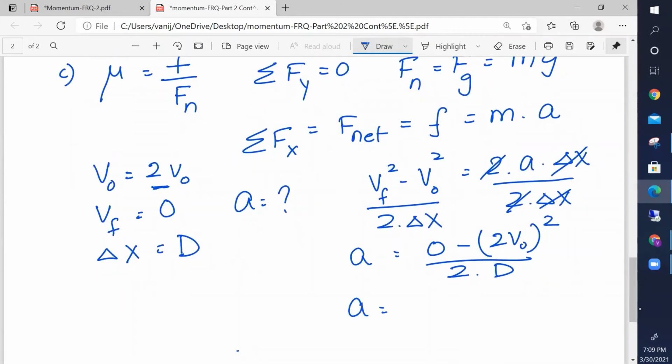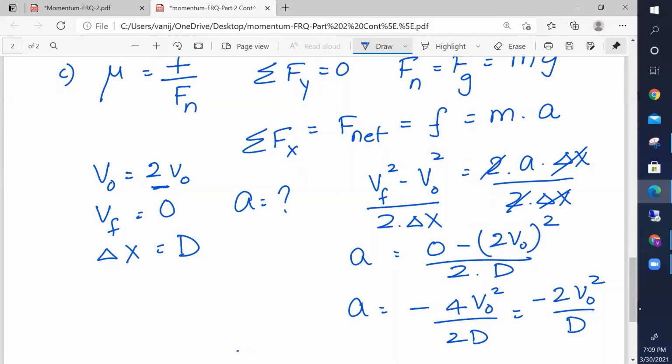So now we can simplify this further, and this is going to be negative 4V0 squared divided by 2d. And if we reduce this, this is going to be negative 2V0 squared over d. Acceleration is negative because the force that is causing the acceleration is a negative force, friction, right? It's acting in the opposite direction. So obviously the object is slowing down, and therefore the acceleration is negative.